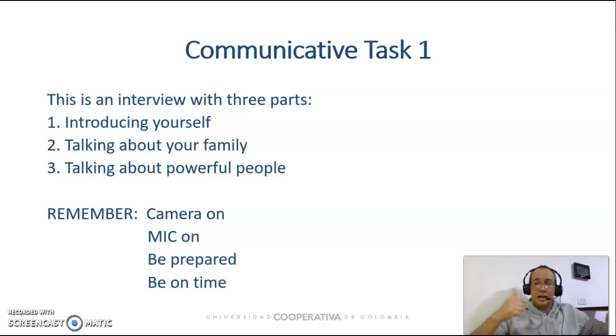Very important. Camera on. Okay? Microphone on. You have to be prepared in terms of the space, silence, and also be prepared about the grammar, the vocabulary that we're going to use, and be on time. Remember that you have to sign in the list that we have in Teams, okay?